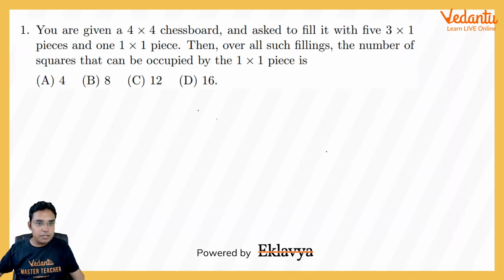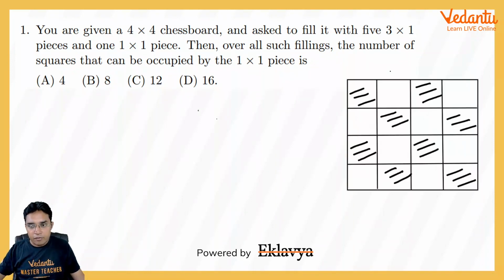So this is my first question. You are given a 4 into 4 chessboard and asked to fill it with 3 into 1 pieces and 1 into 1 pieces. Then over all such fillings, the number of squares that can be occupied by the 1 into 1 piece is. Options are 4, 8, 12, 16. Now, we are given 5 pieces of 3 into 1, which will be occupying 15 of the 1 into 1 boxes of this 4 into 4 square chessboard. I am calling this one box.